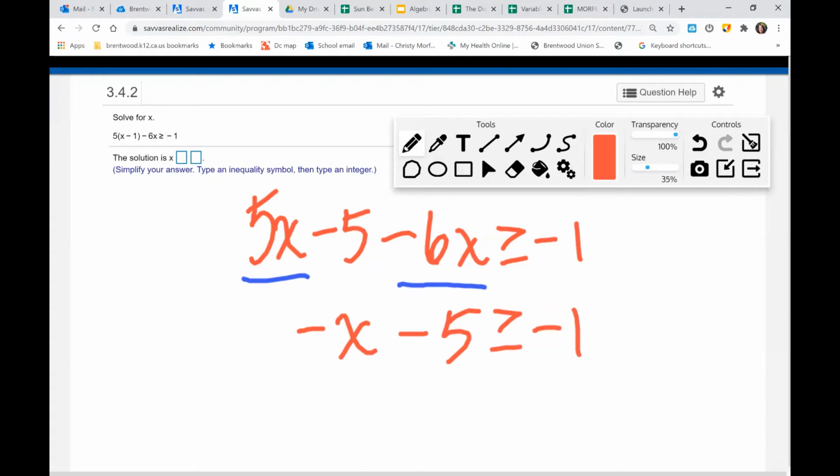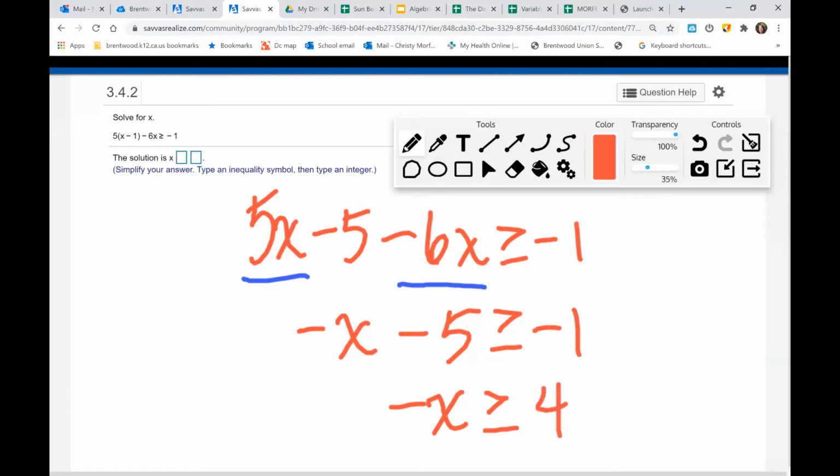Now to move on, I'm trying to get the x all by itself. I'm trying to isolate that variable. So to do that, I would need to add 5 to each side. So if I add 5 to the left, I end up with 0. And if I add 5 to the right, 5 minus 1 is 4.